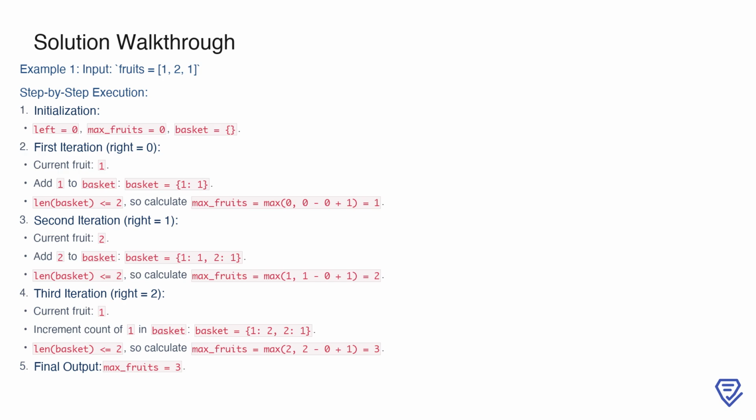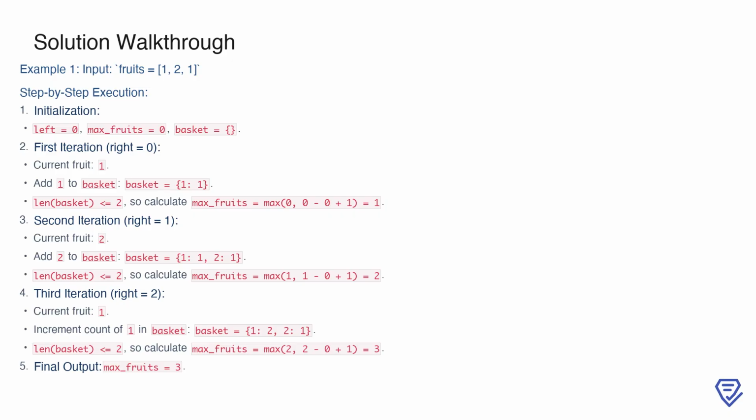Starting with the first example, the input array is 1, 2, 1. We initialize the left pointer to 0, max_fruits to 0, and an empty dictionary called basket to store the count of fruits currently in our window. In the first iteration, at index 0, the current fruit is 1. We add 1 to the basket, which now becomes {1: 1}.